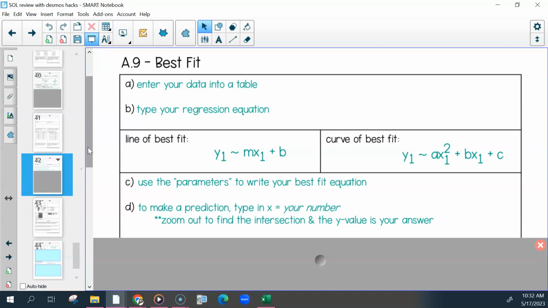And then to make a prediction, if it says, what is your Y value when X is this, or find the number of whatever when you have a certain amount of months or years, whatever the X value is, put X equals and find where they intersect. And when you finish writing that down, you can go on to the next page.